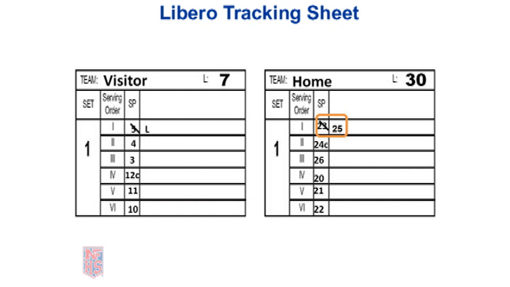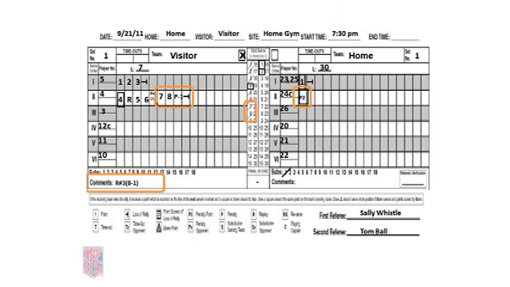On the Libero tracking sheet, home 23 is slashed and 25 is written on the line next to the slash number. The tracker notes all substitutions on the Libero tracking sheet. Visitor 4 serves points 7 and 8. 7 and 8 are written in the next 2 boxes and the numbers slashed in the running score column.